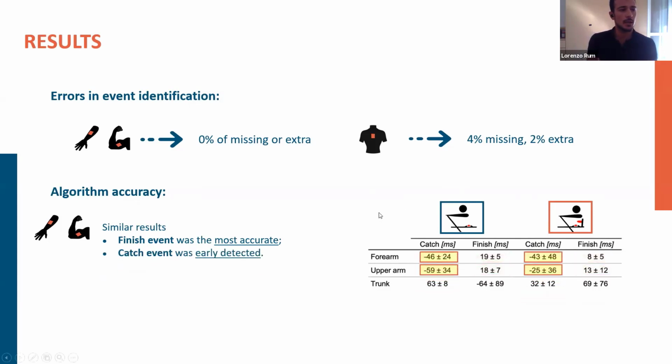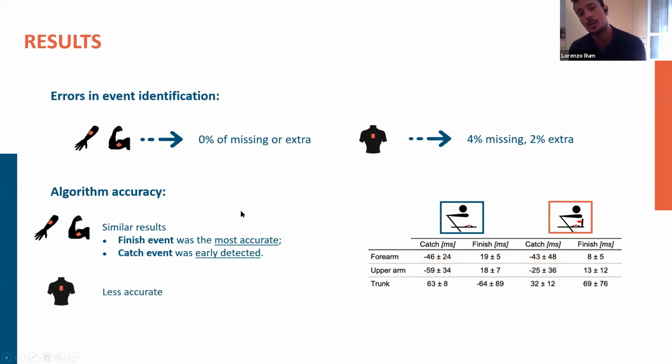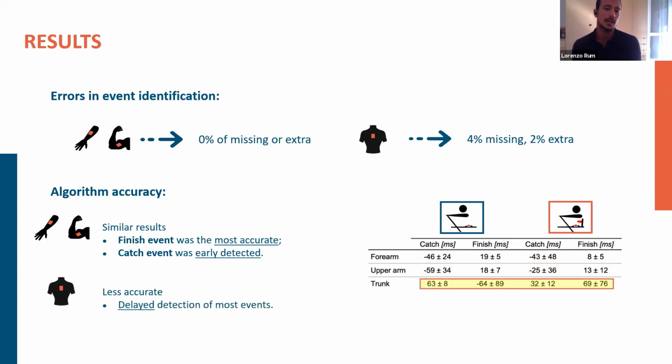The catch event was detected early in both para-rowing setups, whereas the trunk positioning led to less accurate results. In particular, delayed detection of most events was recognized, plus a greater variability in the finish position detection was observed.